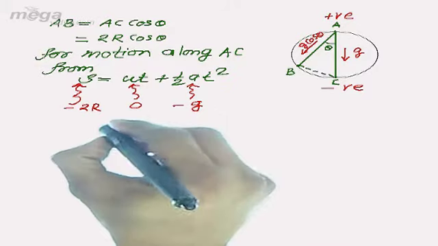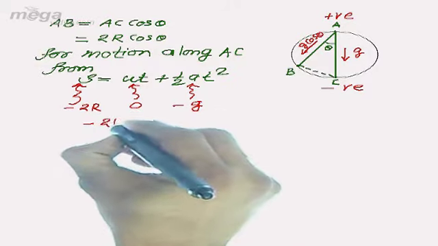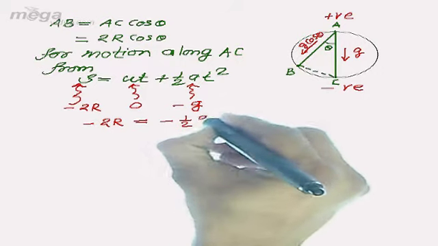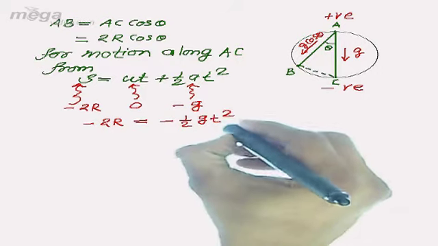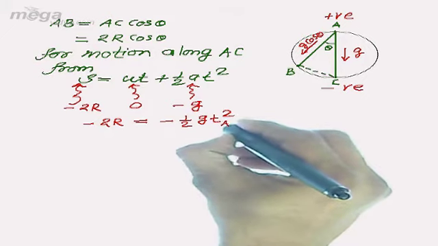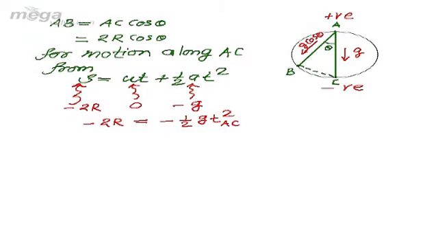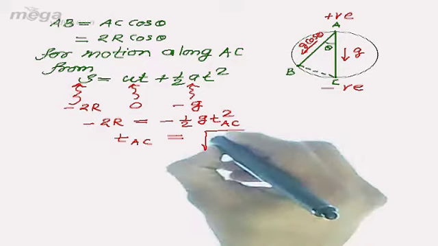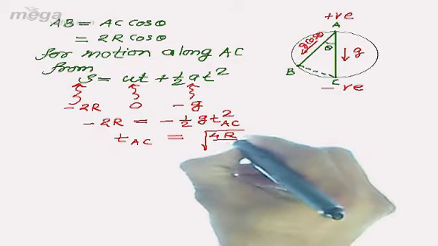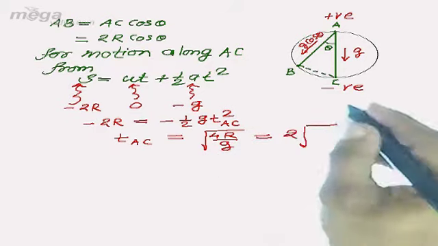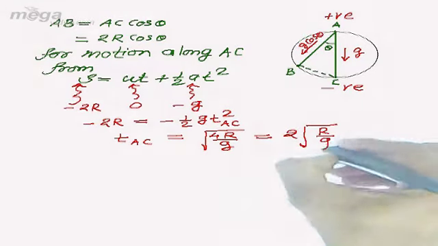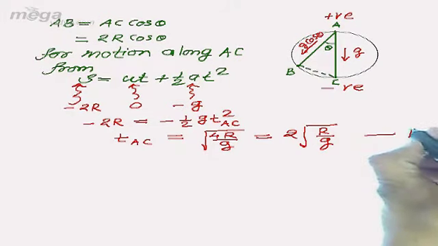So by using this information, we write minus 2r equal to minus half g t square. You can say g t_AC square. So the time taken to slide from A to C becomes under root 4r upon g, or equal to 2 times under root r upon g. This is equation number 1.